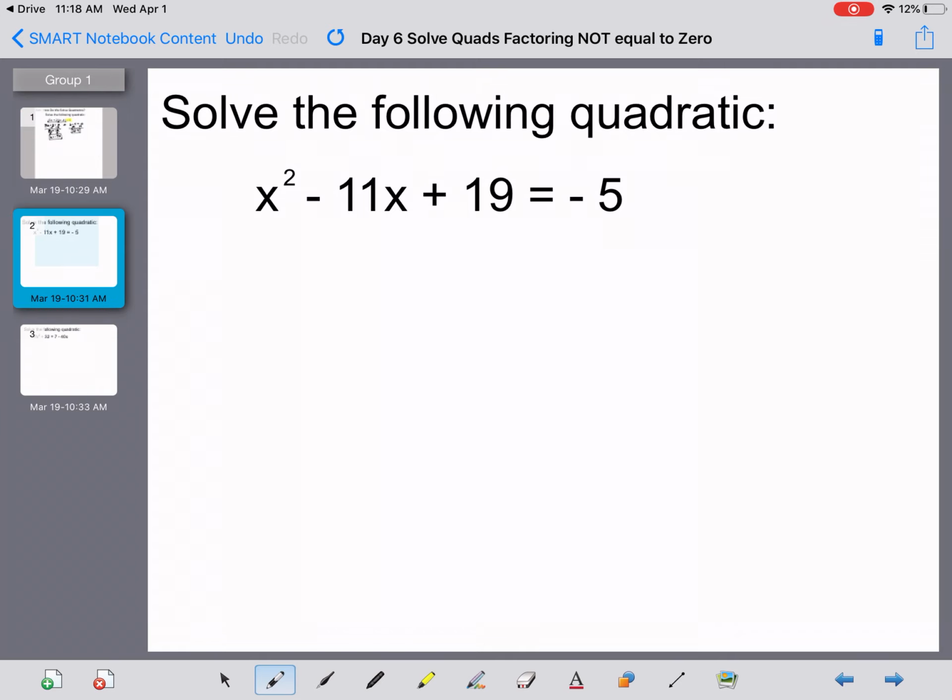Solve the following quadratic: x squared minus 11x plus 19 equals negative 5. Take a second to copy down the question.